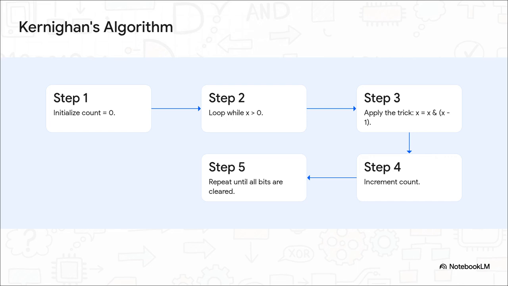All right, this is Kernighan's algorithm, and it is just so elegant for counting bits. It's super simple. You set a counter to 0. Then you just keep looping as long as your number isn't 0. And inside that loop, you just use our trick, x = x & (x - 1). Each time you do that, you knock out the lowest bit, and you add 1 to your counter. You just do that over and over until all the lights are out.